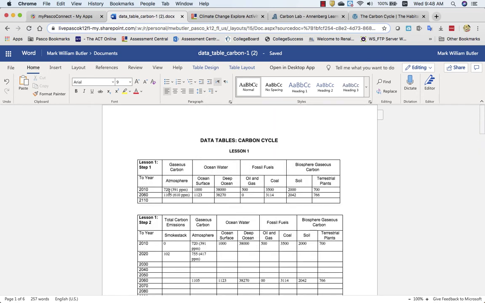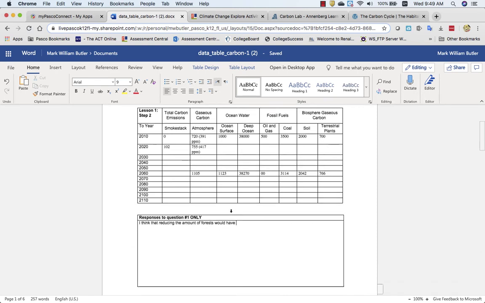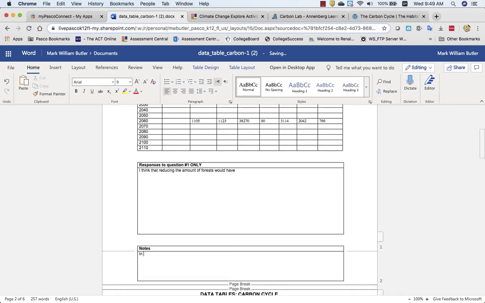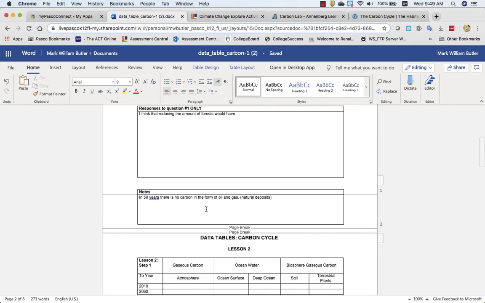I noticed, look right here, I noticed that in 50 years there's no carbon, there's no oil and gas. In 50 years, there is no carbon in the form of oil and gas. And those are natural deposits. Fix my typos. And that's just 50 years. So you can write little notes there. It's really not important what goes in there, just things for you to recognize.